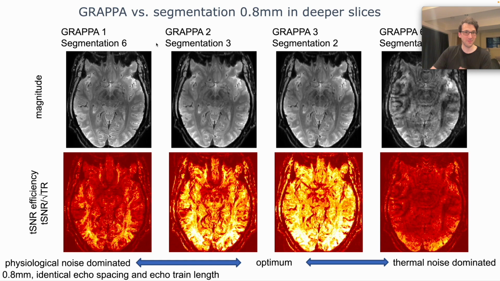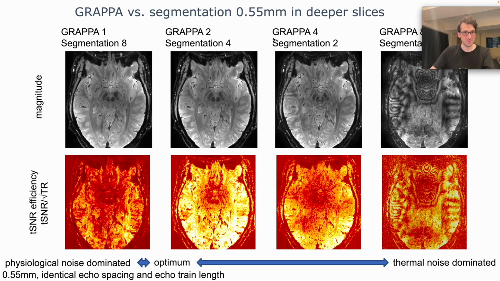And this optimum is slightly different if you go to higher spatial resolution. So now you're more in the thermal noise dominated regime and less in the physiological artifact noise dominated regime. And there you see that the optimum shifts towards the left. It's still not efficient to use only segmentation and no GRAPPA. It's most efficient to use very little GRAPPA and much more segmentation. And if you do more GRAPPA with even less segmentation, you have more samples, but the data become more noisy and inefficient to use. So you want to use a different combination here.